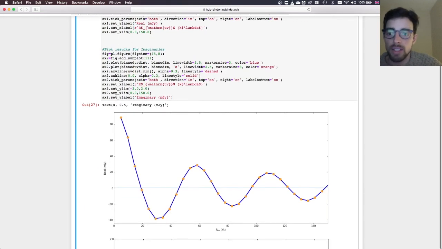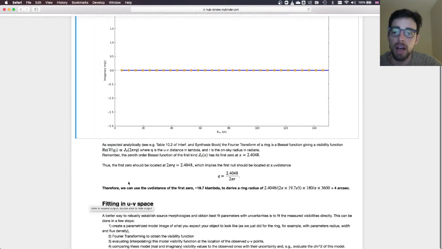Yeah, so you can see that now we're getting this oscillating function that corresponds to a 0th order Bessel function. And for a Bessel function, we know that the 0 location is given by, so here we go, that the real part of visibility goes as a Bessel function of 0th order, and we know that the first 0 happens at 2 pi rq, which is the x basically of the Bessel function, at a value of 2.4048. So if we equate the two, then we can basically use the first null, which is this q value.